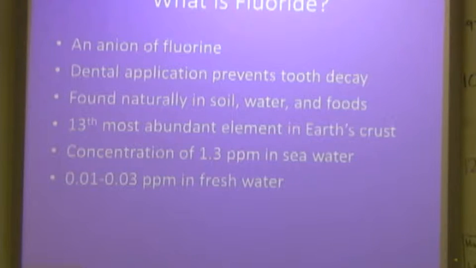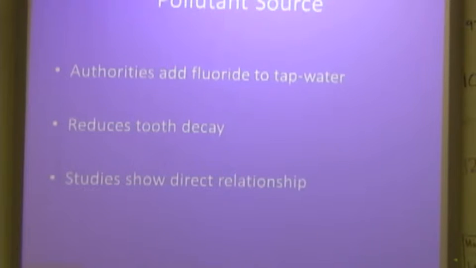Natural concentrations of fluoride are 1.3 parts per million in seawater and 0.01 to 0.03 parts per million in fresh water. The source of this pollution is that authorities add fluoride to tap water because they believe it will help with dental health. They add it at the water treatment plant before it gets sent out to the public water.